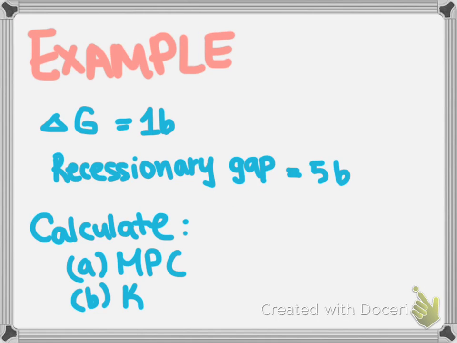Example: the government spending is $1 billion, and the recessionary gap is $5 billion. Calculate MPC and the multiplier. So first, to calculate MPC, you use the Keynesian multiplier equation from the previous slides. As you can see, the recessionary gap is $5 billion, and the change in government spending is $1 billion. So the multiplier should be 5, which means K is 5.